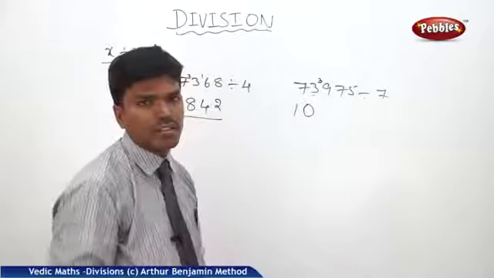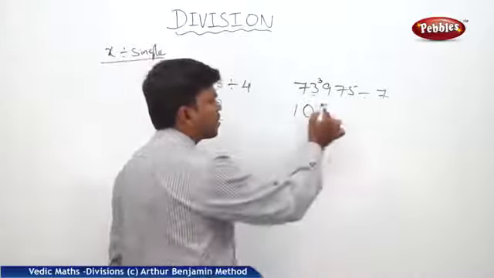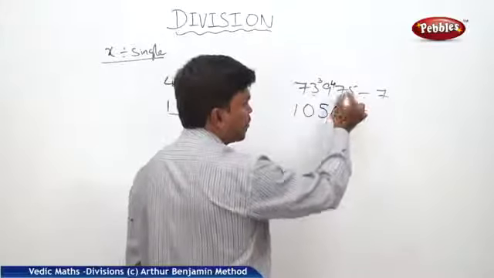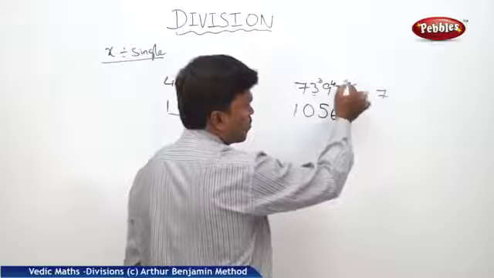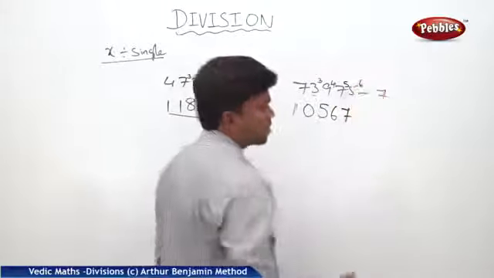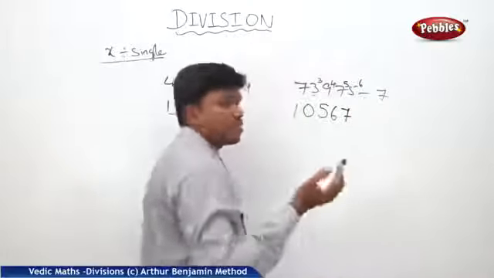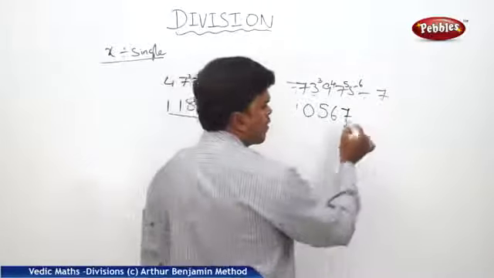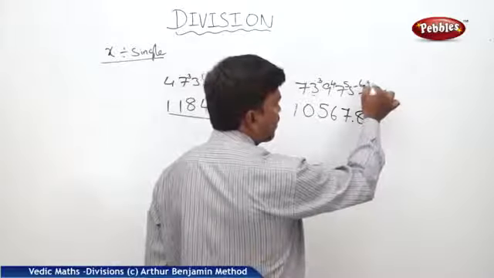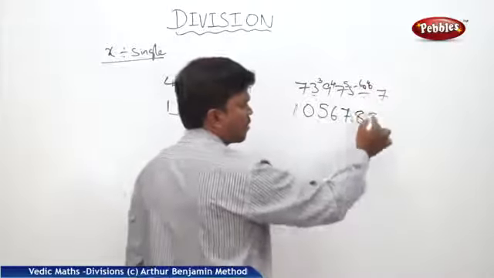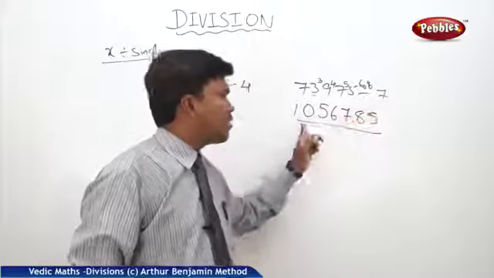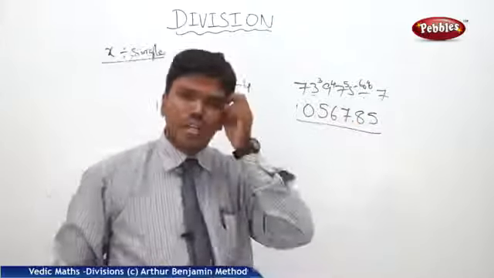Now it became 39. How many times does it go? 7 5s are 35, remainder 4. 47 it becomes. 7 6s are 42. 47 minus 42, 5. So remainder 5. 55. 7 7s are 49. Remainder finally 6. Now if you want the answer in decimal points, let us take 2 digits. Put a point, you can add a 0. So 7 8s are 56. Again 4. Again you can add a 0. 40. 7 5s are 35. So if I divide 73975 by 7, my answer is 10567.85.